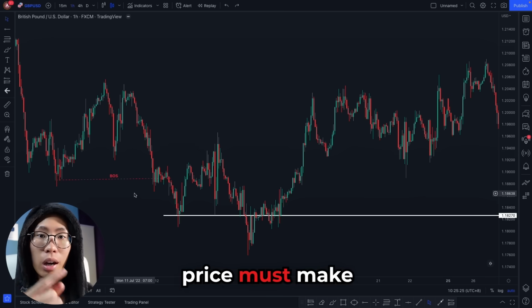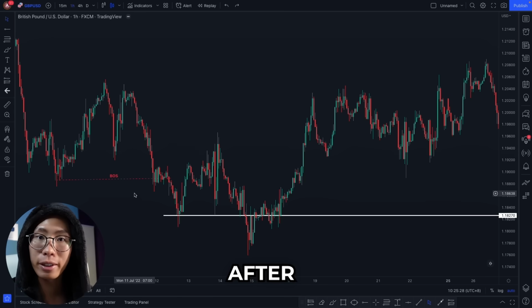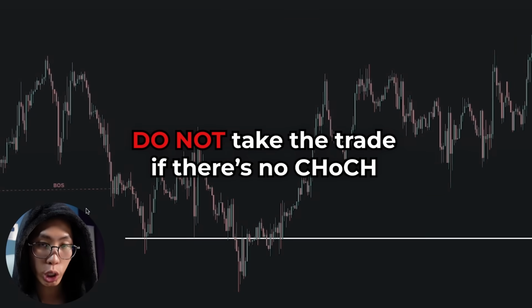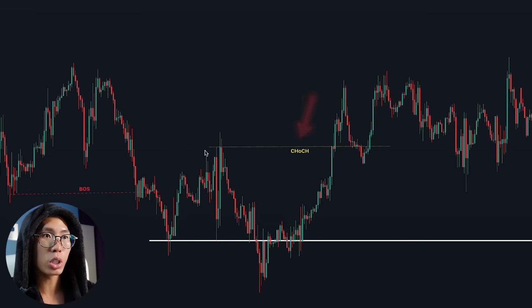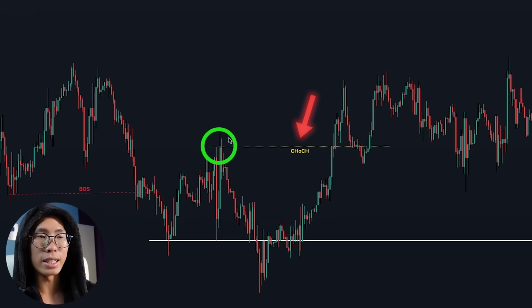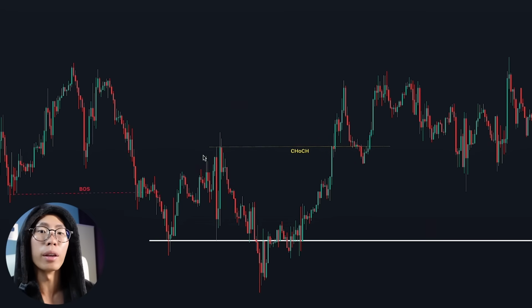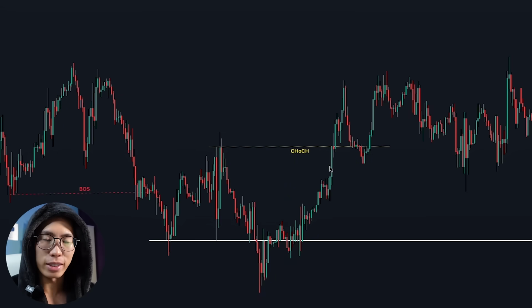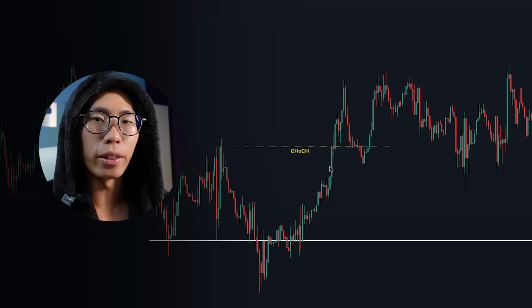Price must make a change of character after the liquidity grab. Do not take that trade if there is no change of character. So it's very important that you look out for a change of character after the liquidity grab. I can spot a change of character right here, because this is the last lower high before price collapsed, and at this point, price has broken the last lower high, breaking structure and causing a change of character. Now next, when do we actually enter for the trade?